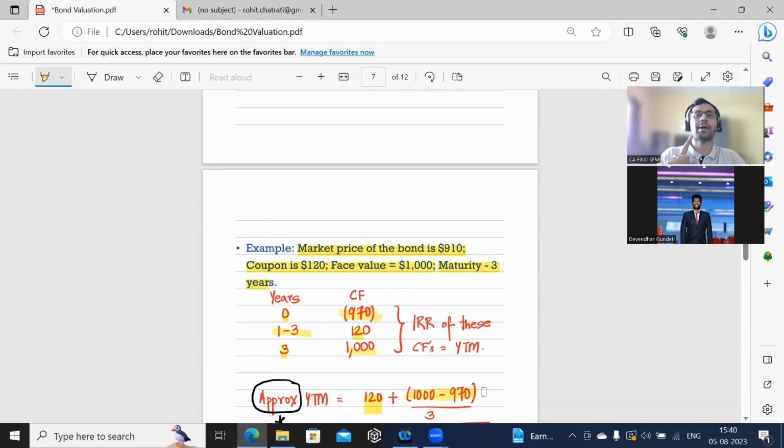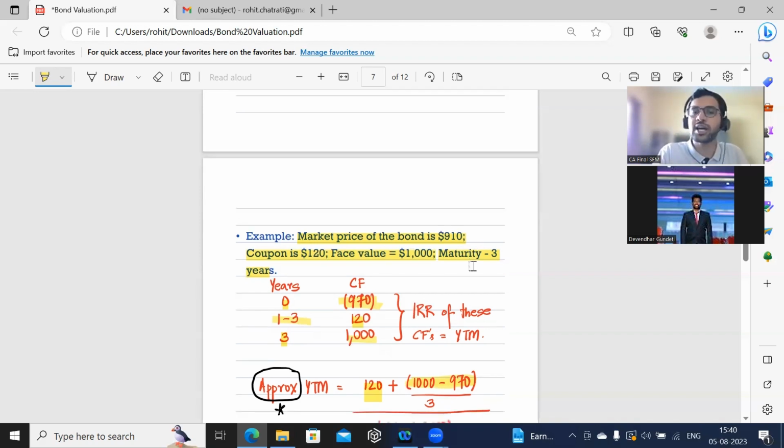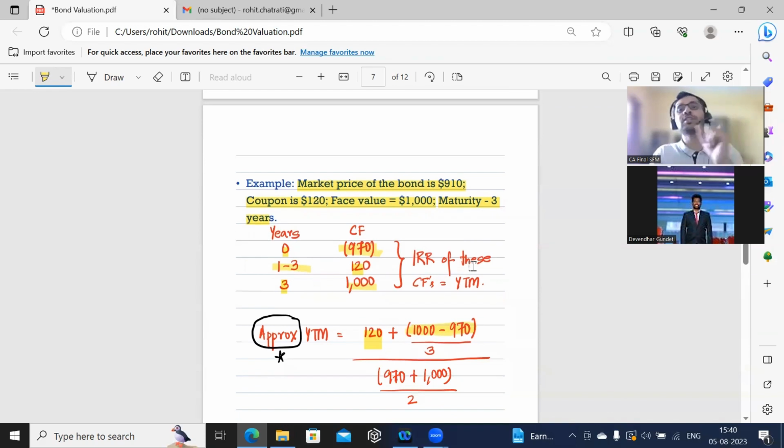But that $30 of capital gain is going to be earned over a period of 3 years. Therefore, I'm dividing it by 3. What is 3? The maturity is 3 years. How many years are left for maturity? That is the period, right? So $120 is the cash flow per annum, plus $30 divided by 3, the capital gains on a per annum basis, that is $10. So my total return is $130 on a per annum basis, 120 plus 10. Divided by, I do not use cost. I'm not doing cost, but I do an average of cost and face value.